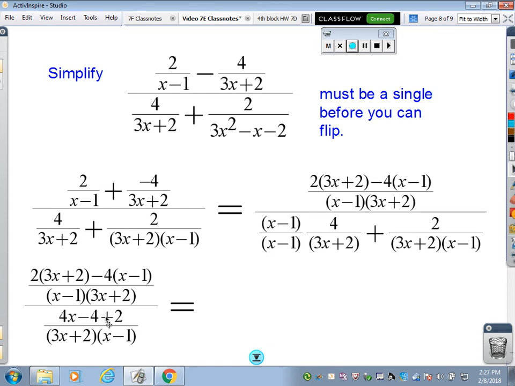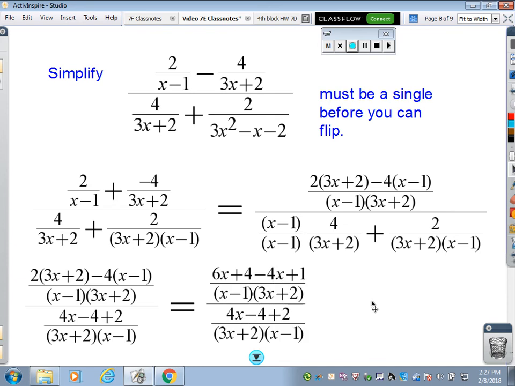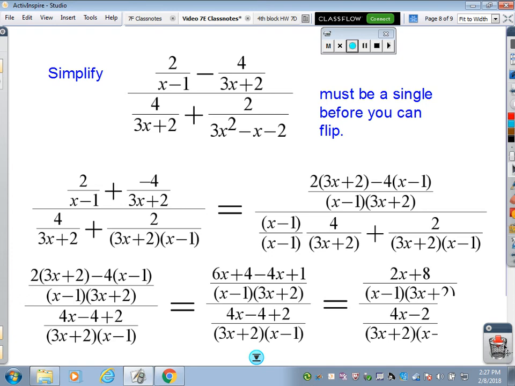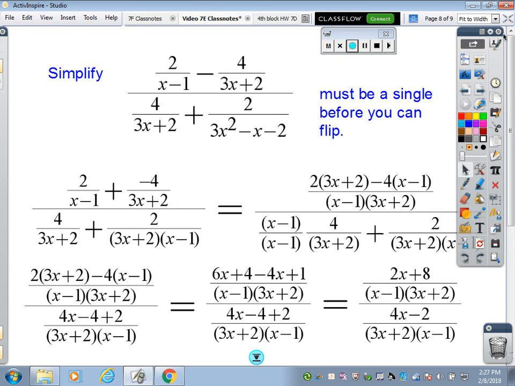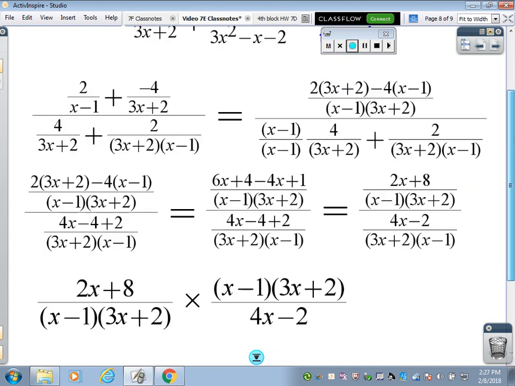Now we're going to clean this up, and then I'm going to flip. So I distributed my 2, distributed my negative 4 on the numerator, and combined like terms. So in the numerator I got 2x plus 8 over the factors, and then 4x minus 2 over the factors. Now this is a single fraction over a single fraction, so I can flip.